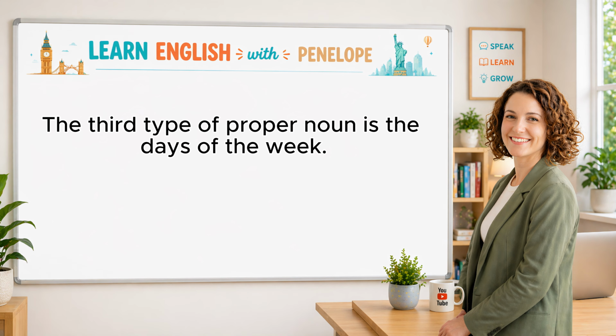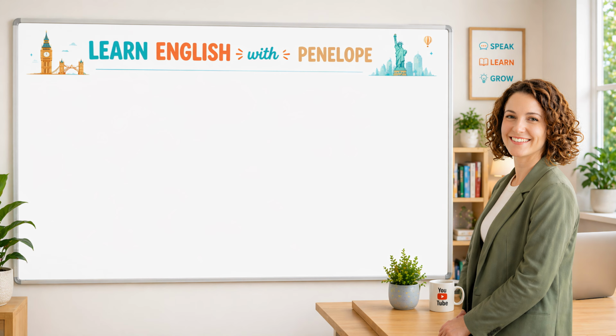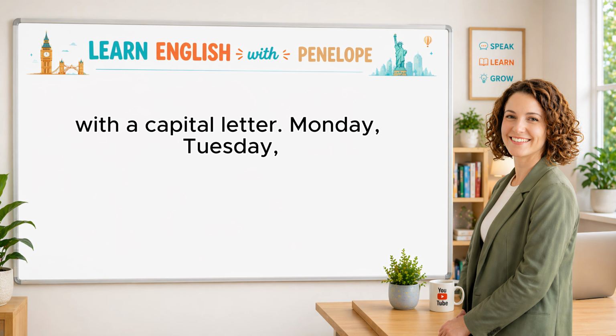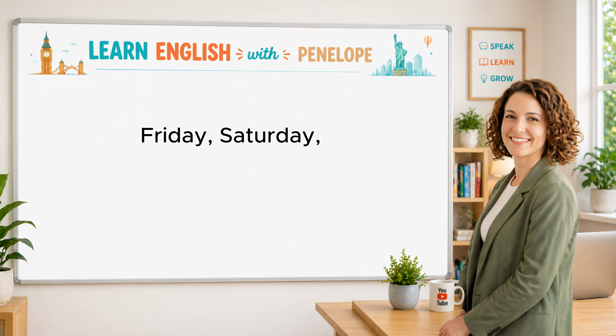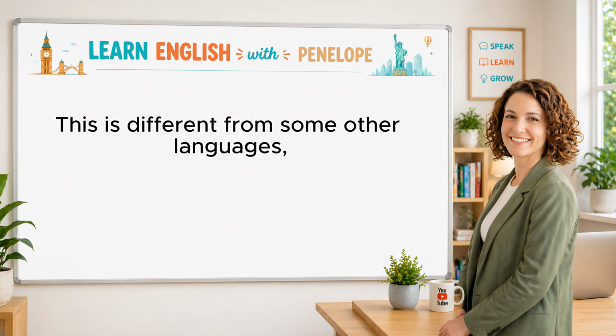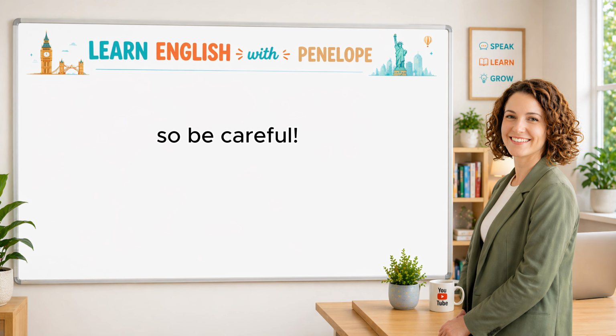The third type of proper noun is the days of the week. In English, we always write the days of the week with a capital letter. Monday, Tuesday, Wednesday, Thursday, Friday, Saturday, Sunday. They all start with a big letter. This is different from some other languages, so be careful.